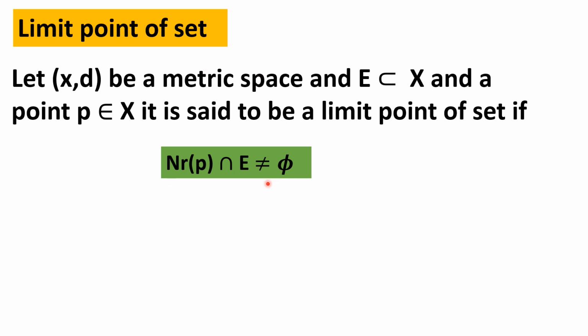If there are no common elements in it, then it is not called a limit point of a set. And in the neighborhood of a point P, apart from P, there should also be E elements. Rather than P, it should consist of E elements. Then only it is called a limit point of E. Then only there exists an intersection.